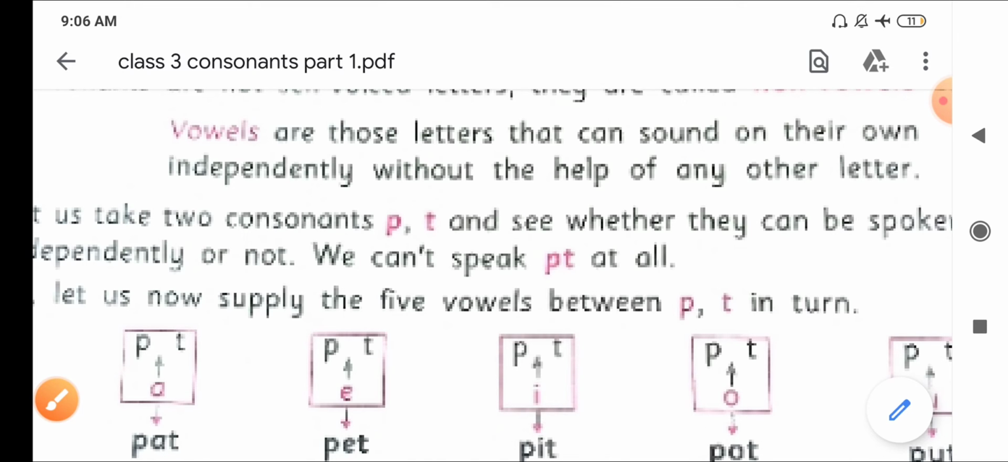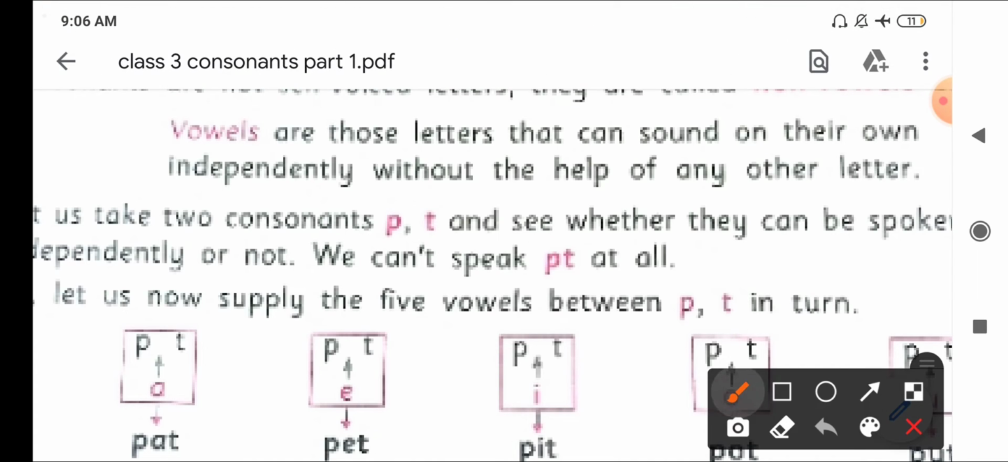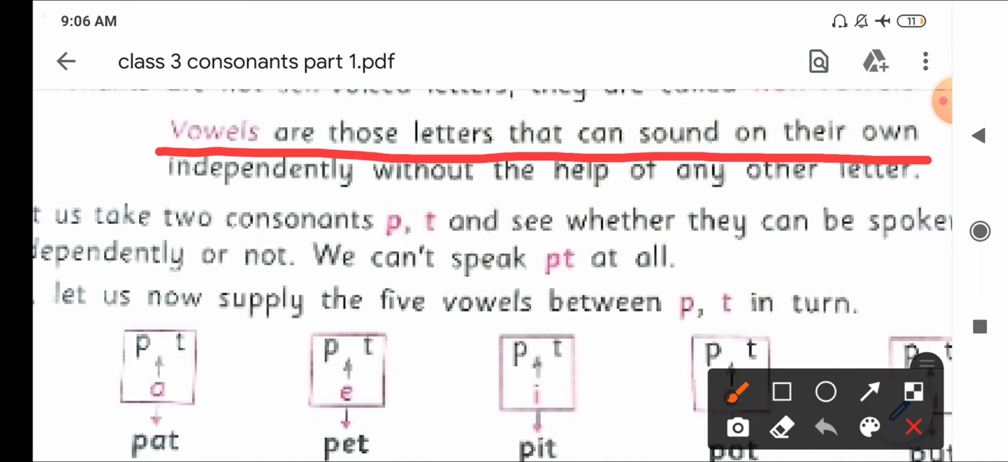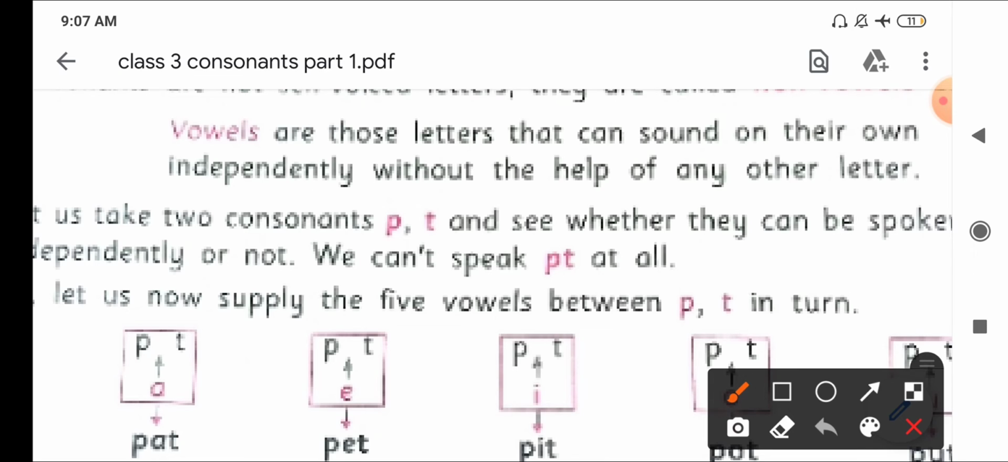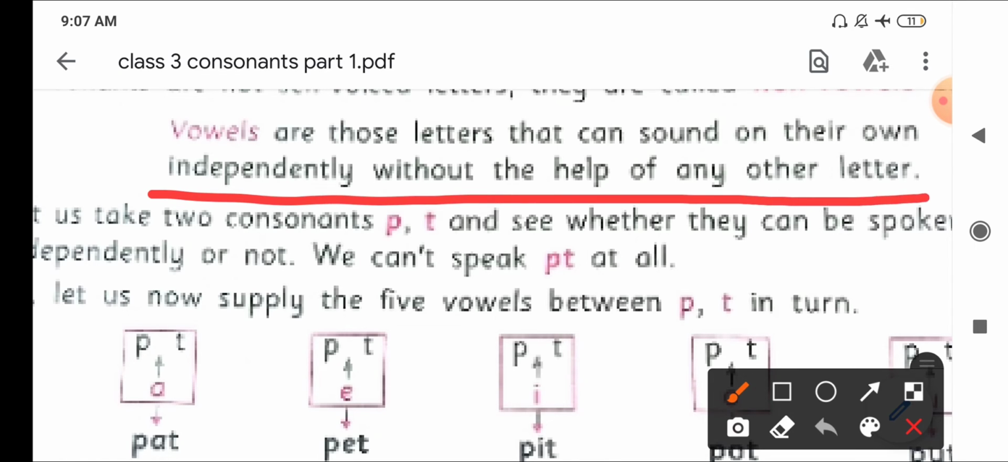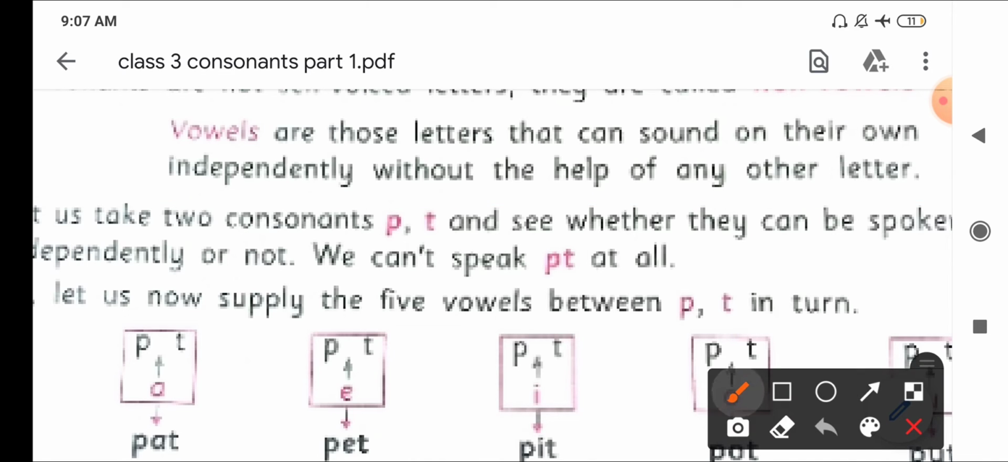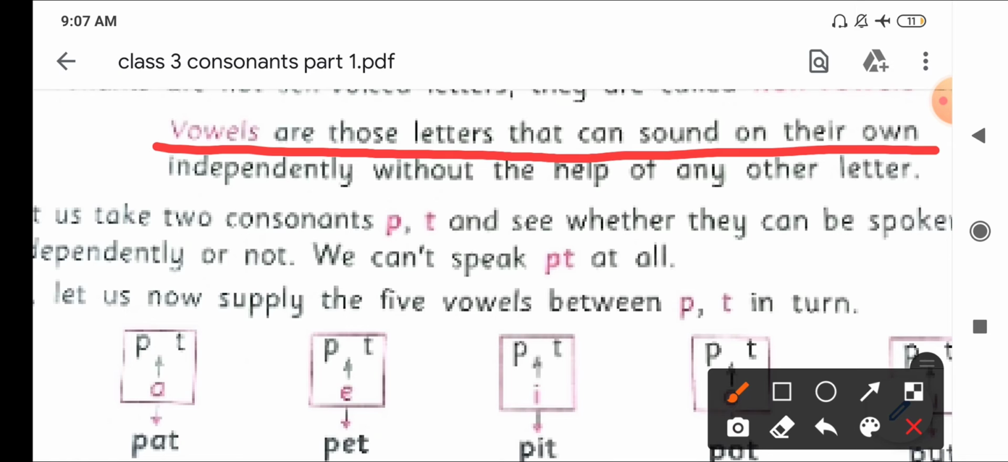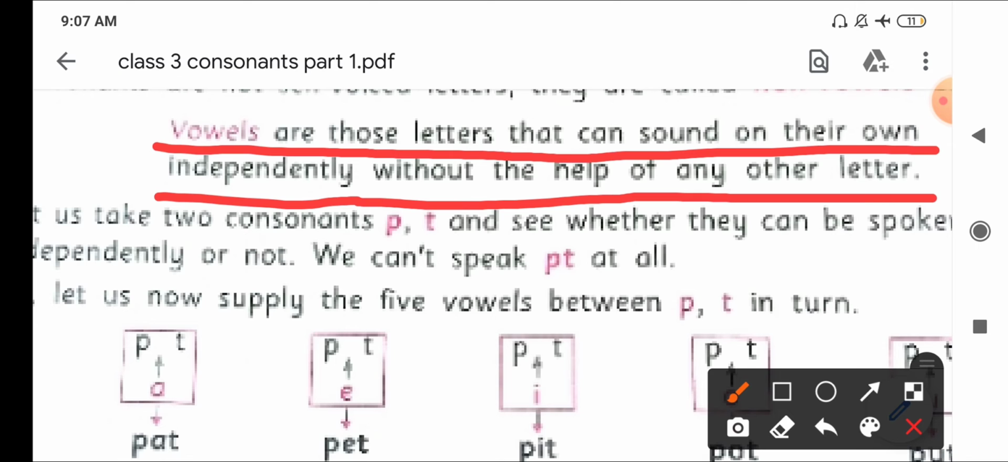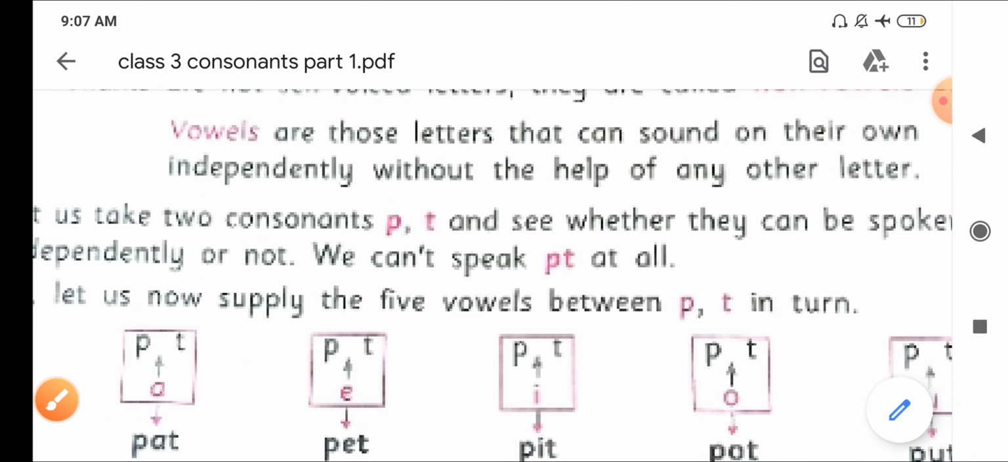Vowels are those letters that can sound on their own independently without the help of any other letter. Okay? Once again, let us see. Vowels are those letters that can sound on their own independently without the help of any other letter. Understood?